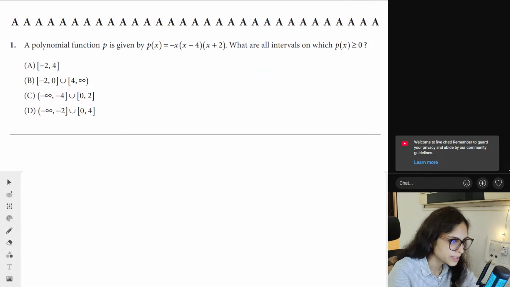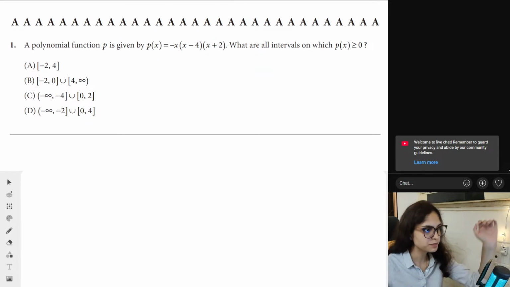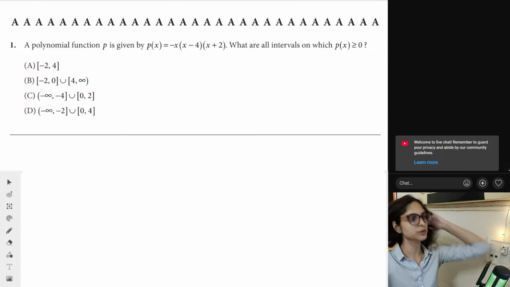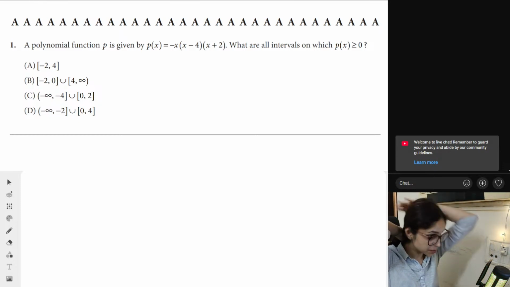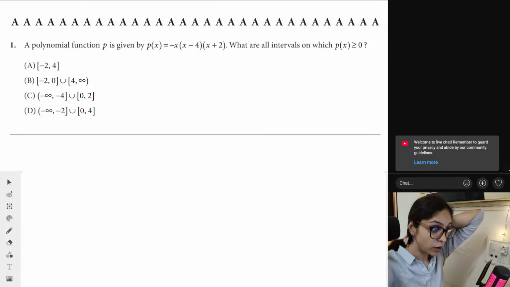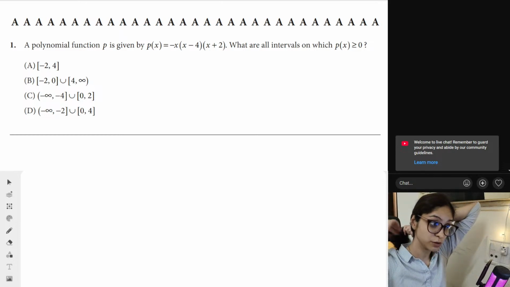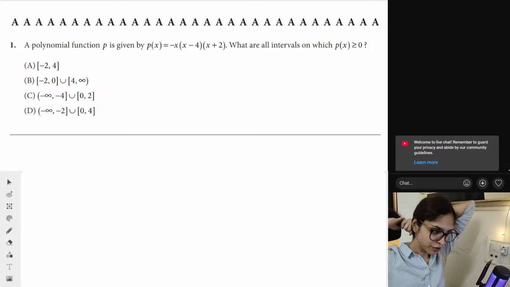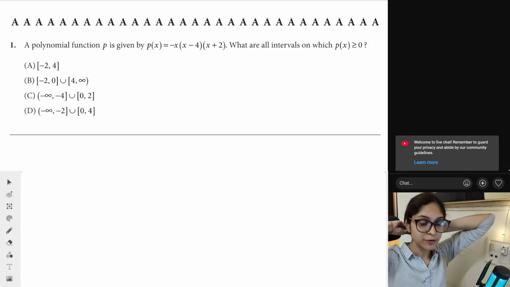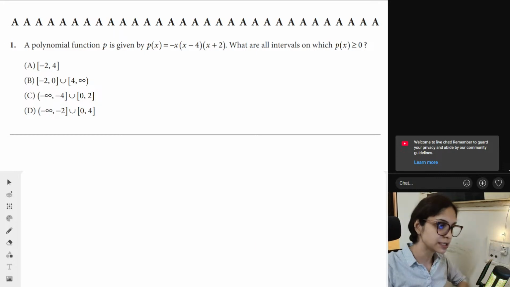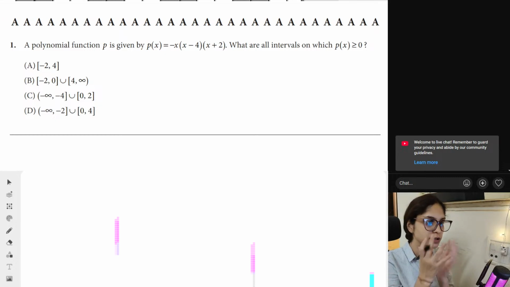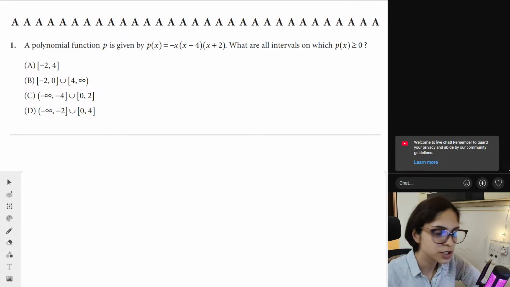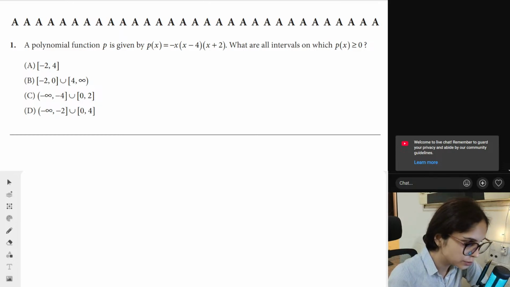Now this is the first question. A polynomial function p is given by p of x equals negative x times x minus 4 times x plus 2. What are all intervals on which p of x is greater than or equal to 0? This is from the first unit, polynomial and rational functions, and it is polynomial inequalities. For polynomial inequalities, we'll make the sign diagram. The factors are already given, so you don't have to convert it into factored form. We'll just write the zeros on the number line. So now I'll do that.